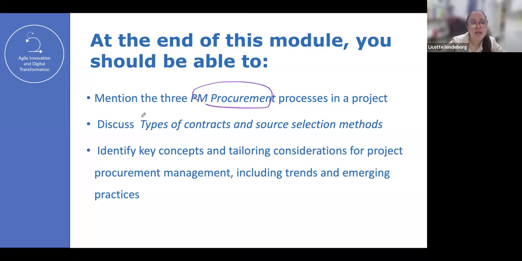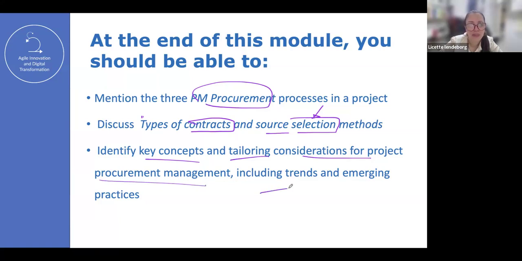So at the end of this chapter, we'll be talking about the processes in procurement. We are going to understand, not 100%, but we're going to have an idea about the contracts and source selection, how to select the best or the better vendor in project management. Also, we'll be talking about identifying the key concepts and tailoring considerations for procurement management, including trends and emerging practices.